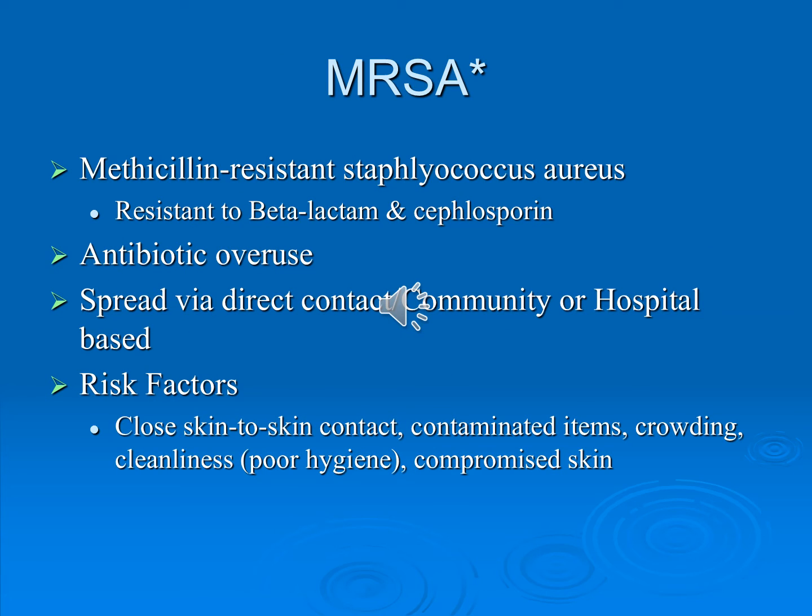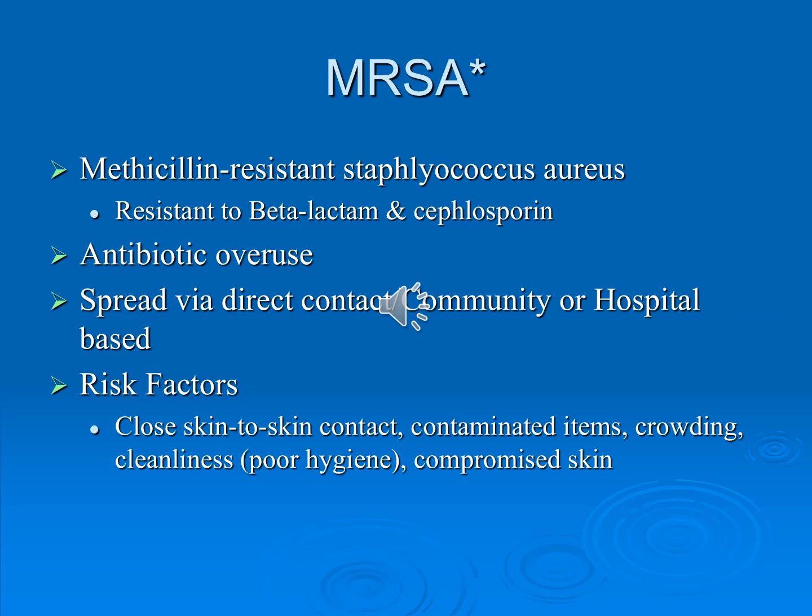MRSA, or methicillin-resistant Staphylococcus aureus, is again another bacterial infection. What makes MRSA so difficult to treat is that it is resistant to many types of common antibiotics. It's resistant to beta-lactam and cephalosporin antibiotics. The reason MRSA forms is pretty much because of antibiotic overuse. What happens is the bacteria basically accommodate to the antibiotics, and then they become resistant to them.